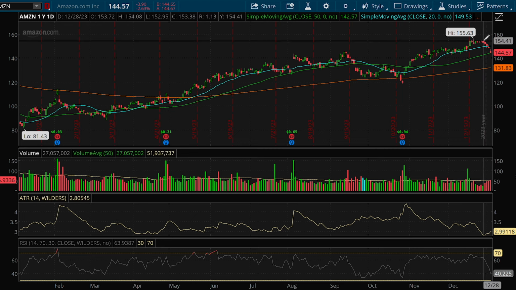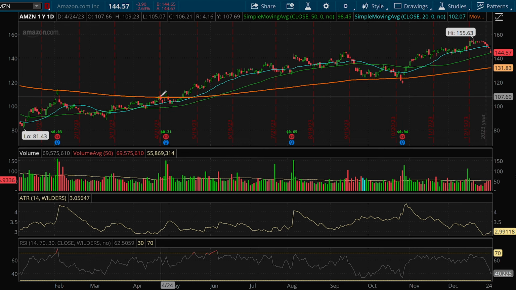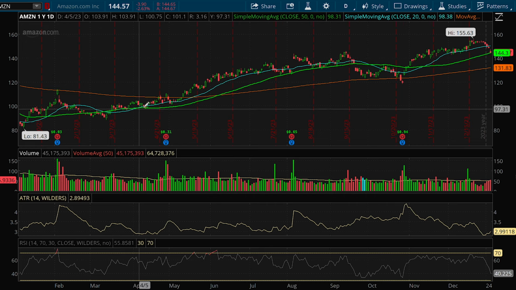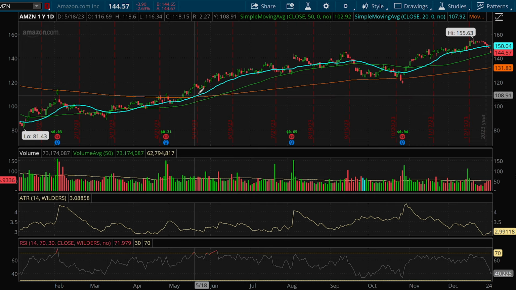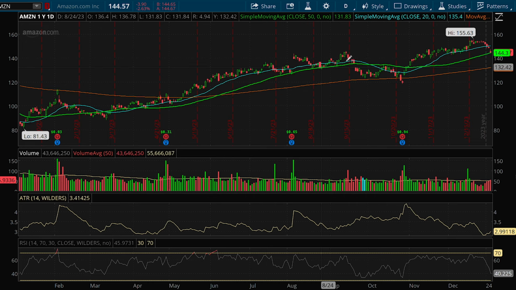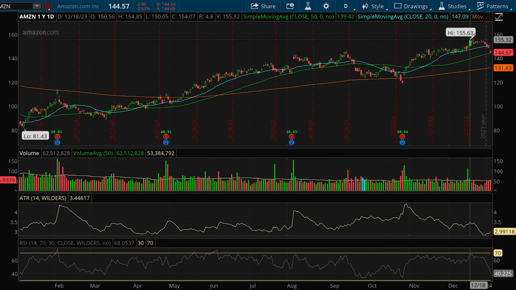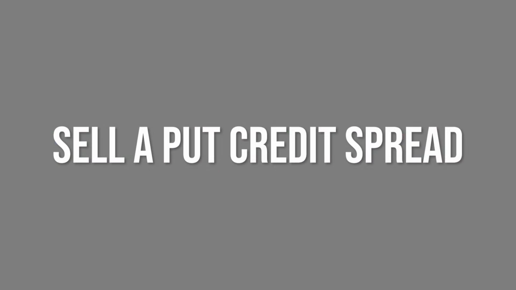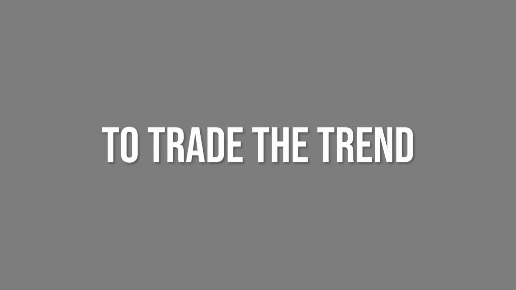but now in January, we're at $154. Another way to tell is you can see it goes from a low to a high, to a higher low, to a higher high, to a higher low, to a higher high, to a low, and then it formed another higher high. It's in an uptrend. So in this case, we want to trade the trend, which means that we want to trade bullish. And that means that we will have to sell a put credit spread to take advantage of the trend.